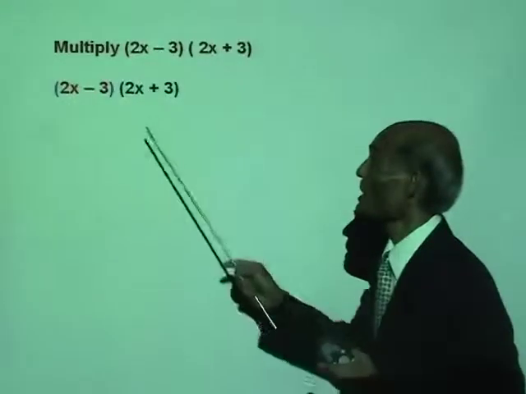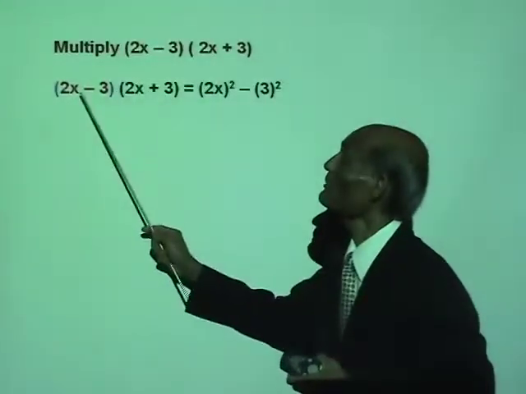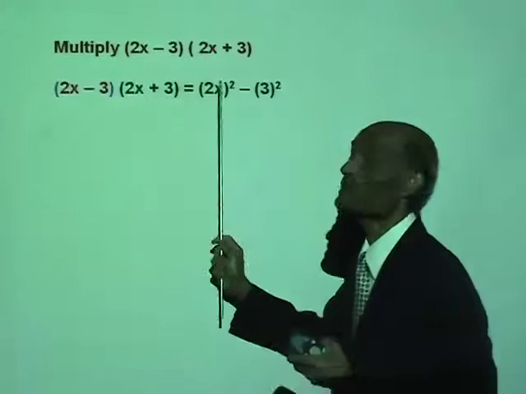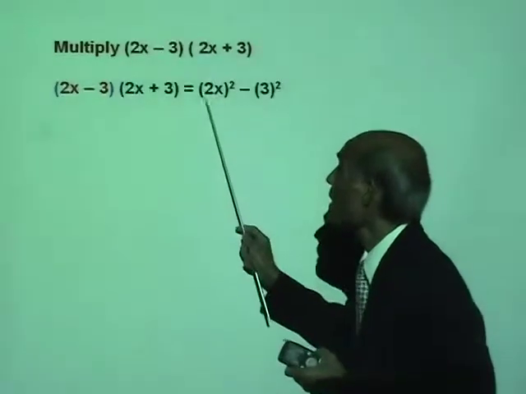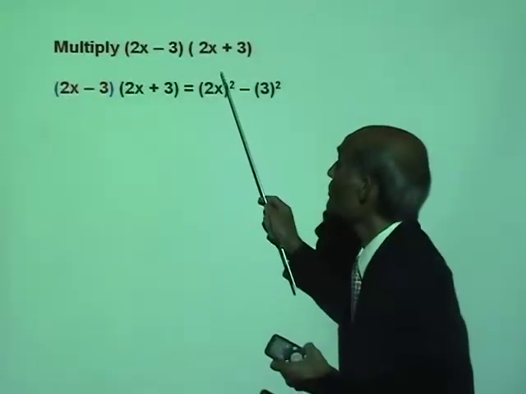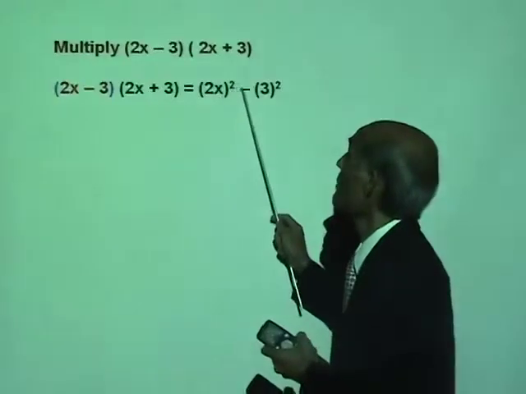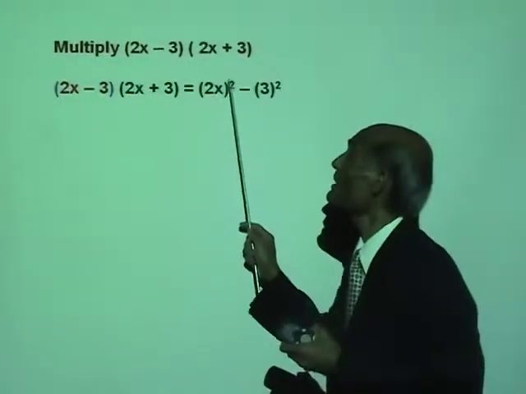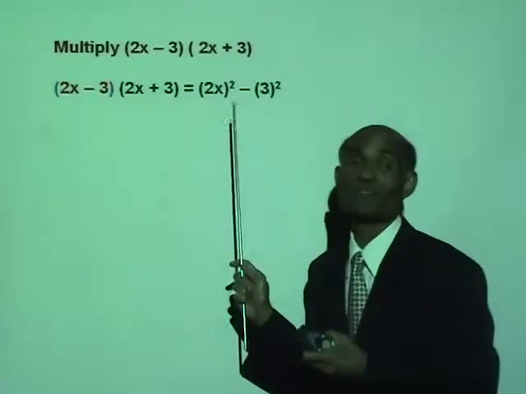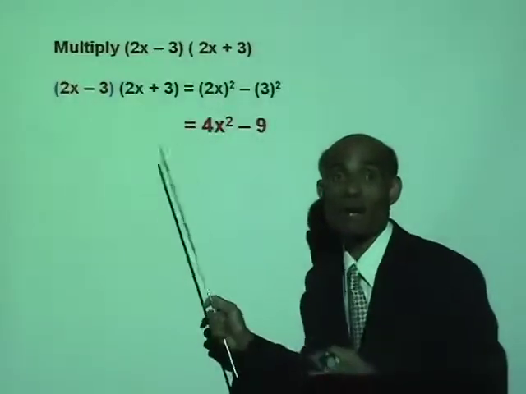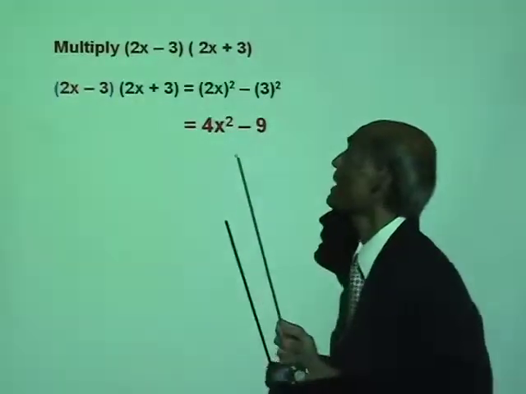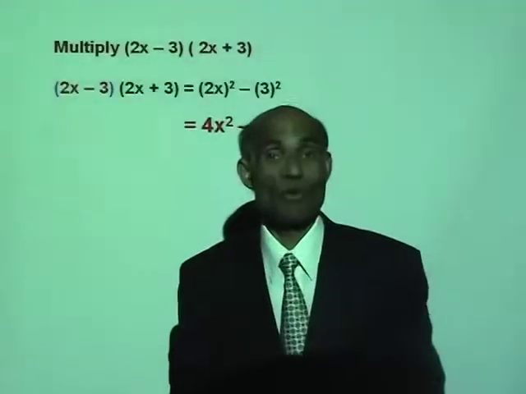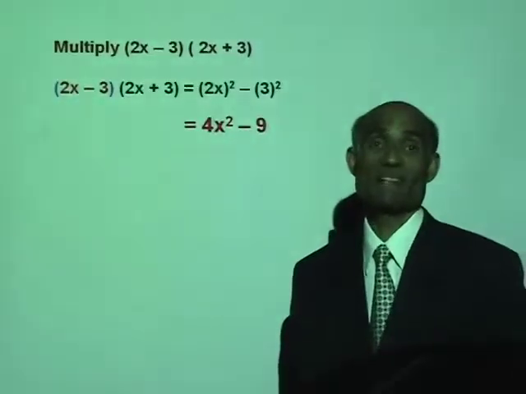Right. So, 2x minus 3 times 2x plus 3 is the square of the first number, 2x all squared, minus 3 squared. What is 2x all squared? It is 4x squared, minus 3 squared, which is 9. It is 4x squared minus 9.